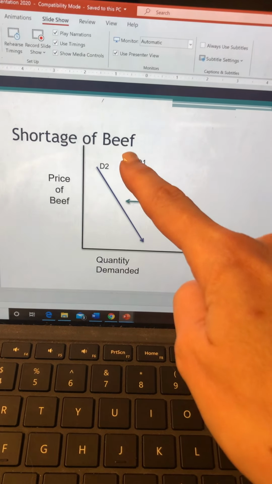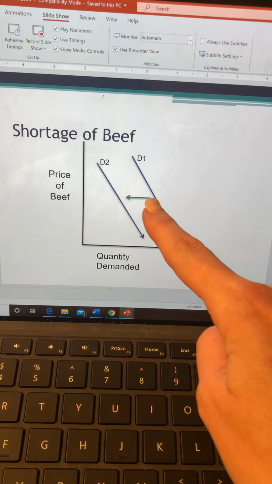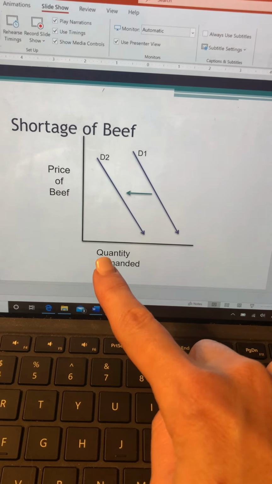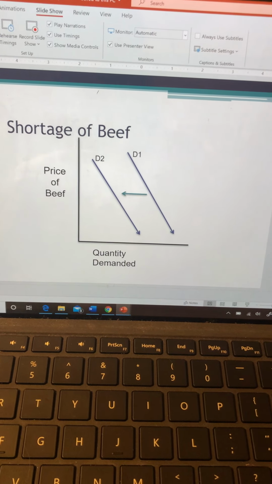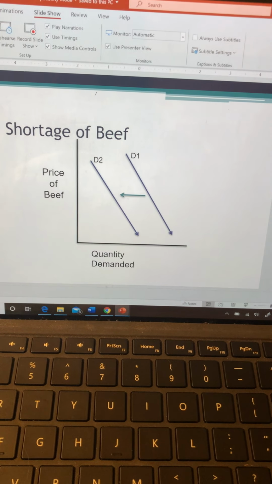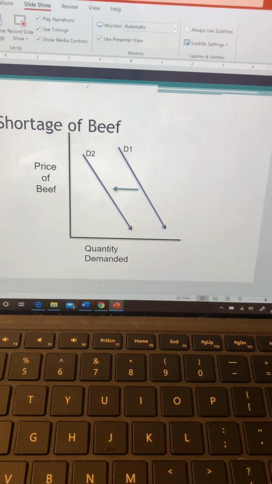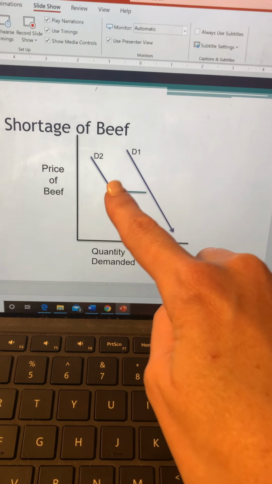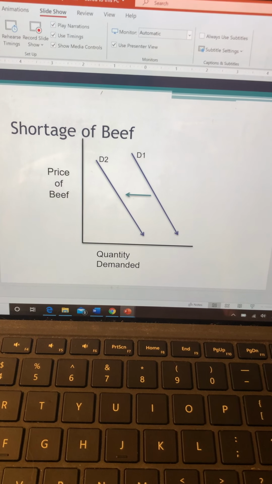So here is your original demand curve of hamburger meat, and it's going to go to the left, right? The quantity demanded will decrease because the price of that beef is going to increase. If it's harder to get hamburger meat in your store, in McDonald's, in Five Guys, etc., they're going to charge more. Okay? So if demand decreases, just remember, the demand is going to shift to the left and decrease. There's a shortage of beef, right? The price is going to increase.